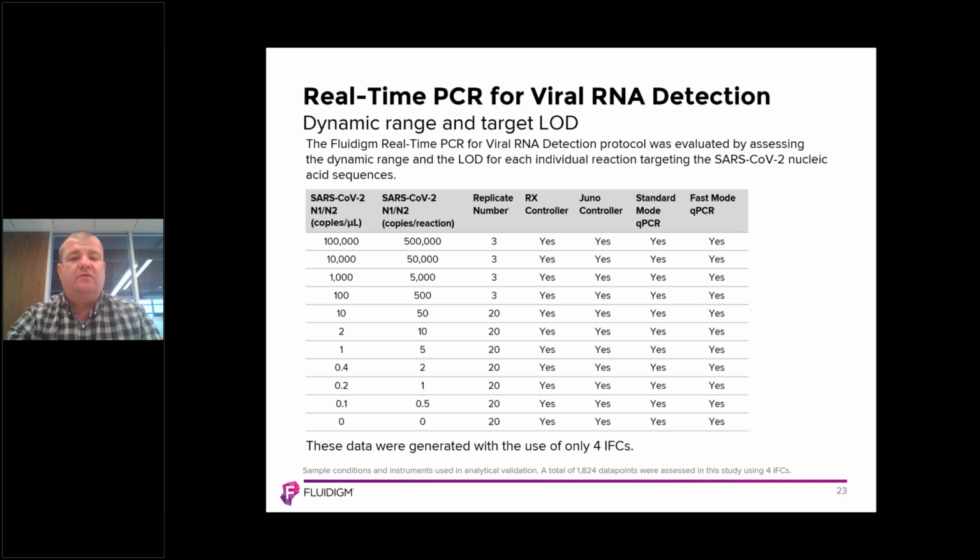The first part of our workflow was to determine the dynamic range and the limit of detection. Across 4 integrated fluidic circuits, we were able to establish the limit of detection using the SARS-CoV N1 and N2 assays, using both replicates and the RX and the Juno, in standard and in fast PCR mode. This is shown on this slide.